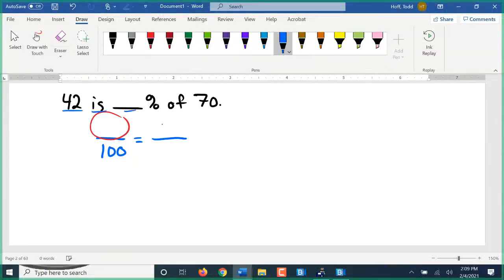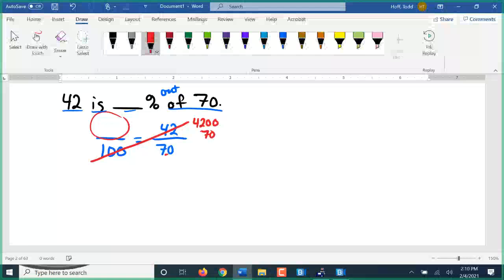42 is blank percent. That implies the 42 goes with that missing percent, so it goes on top. Of 70, again, we can read that as out of 70, implies that 70 goes on bottom. And once again, it's cross multiply and divide. We have three of the numbers, and we're missing one, so we find the two numbers that are diagonal, the 100 and the 42, and we will multiply those. We get 4,200, and we'll divide by the 70, which is diagonal with the missing number, giving us 60. So that's 60 out of 100, or 60%. 42 is 60% of 70.